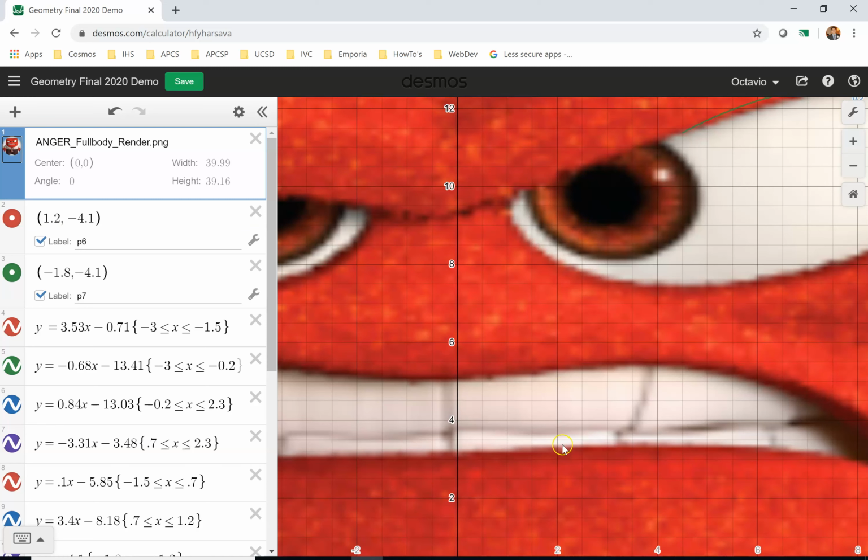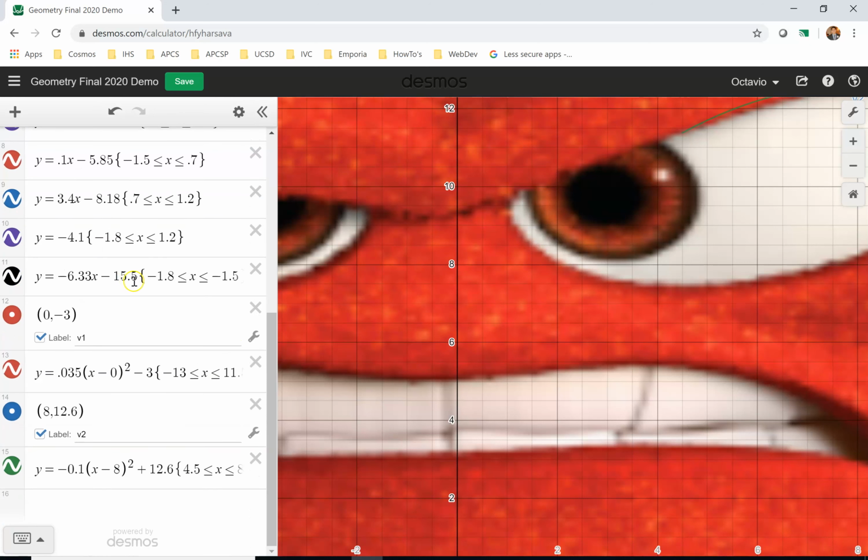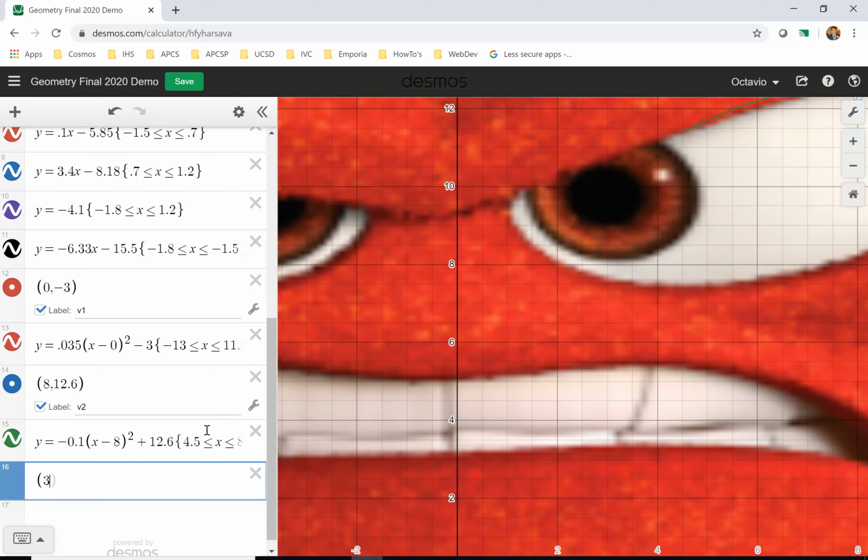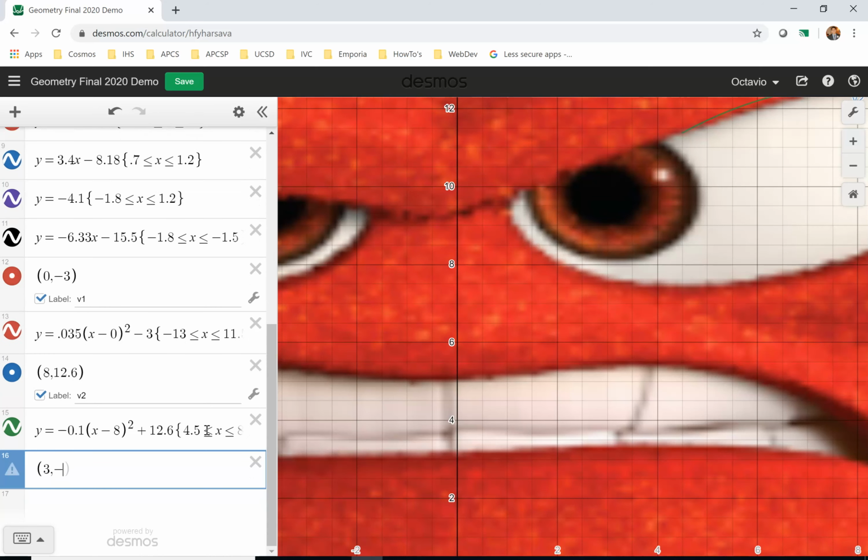And so it seems to me like this is 2. I have like 2 squares to the right of that, so that would be 3. And then you have 8, and then 9, maybe like 9.5. So I would put here a point, 3 to the right, 9.5 up.